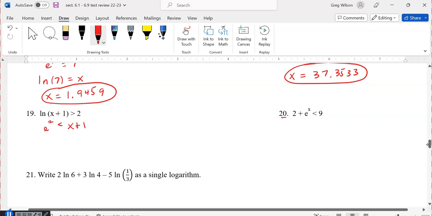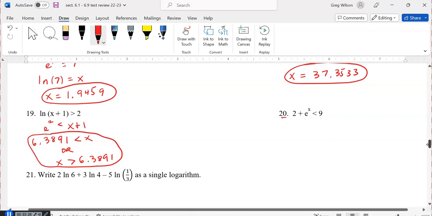So find e to the 2nd power, and then minus 1, and you get 6.3891 is less than x, or if you prefer, you can say x is greater than 6.3891. Either way is fine.